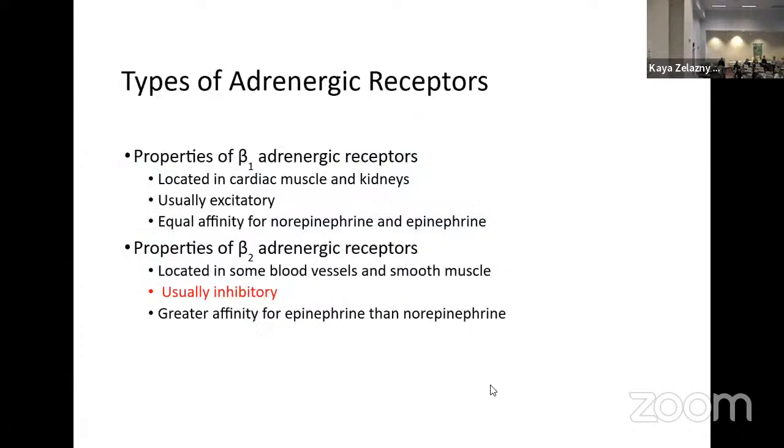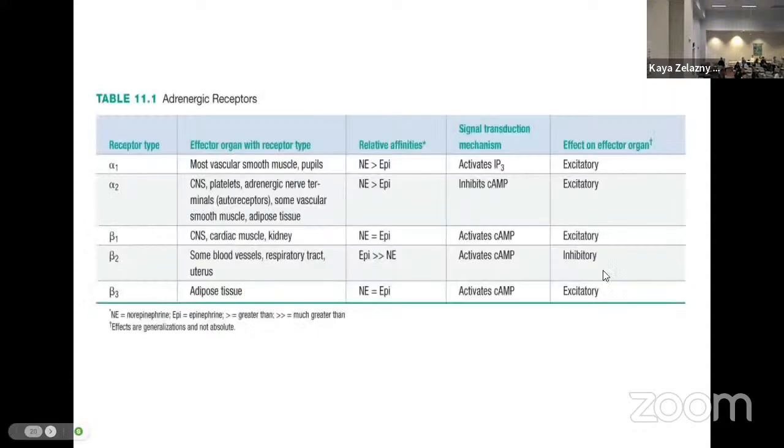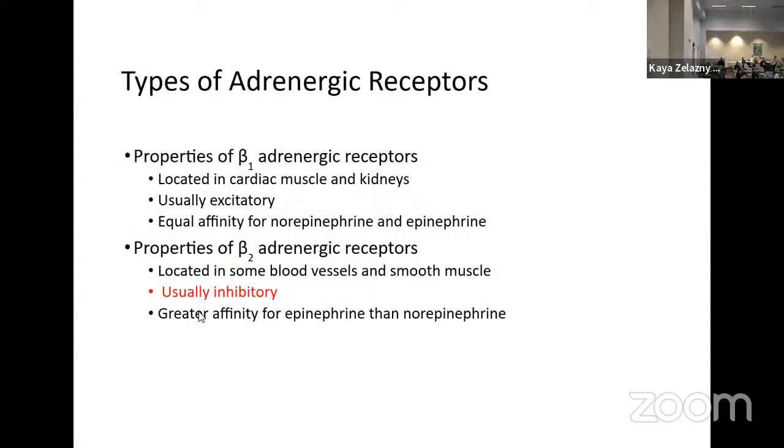All right. This is written out here. So this is just writing the table out in words. Beta 1 receptors, you see them in the cardiac muscle and the kidneys. They're usually excitatory, which most of our receptors were. They don't care if you have norepinephrine or epinephrine, they like them both. Beta 2 receptors have a greater affinity for epinephrine, so that's a marker. Another thing is that these are the ones in the table that are inhibitory, the only ones, so that's another thing you could be keying in on.